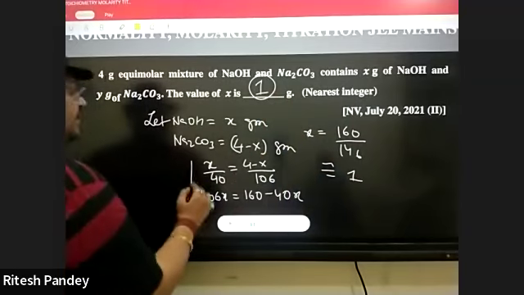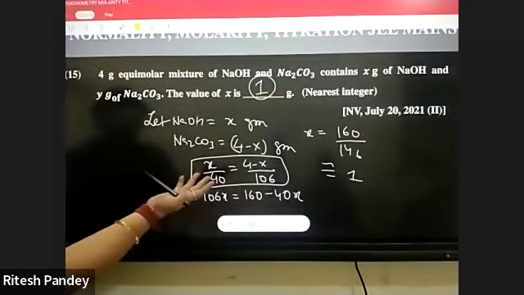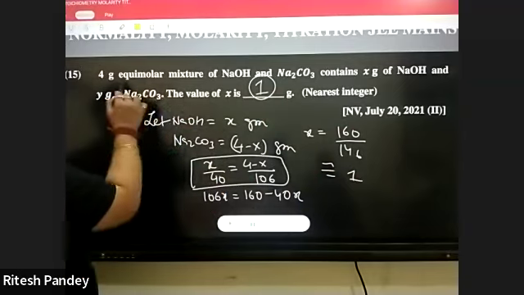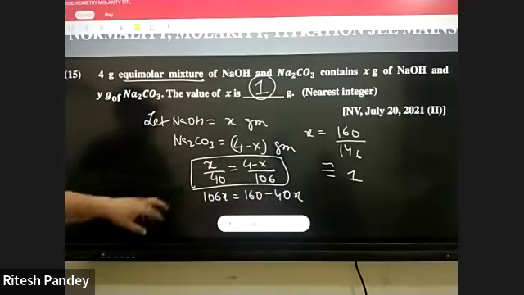Equimolar means the number of moles is equal. Number of moles is weight upon molecular weight.